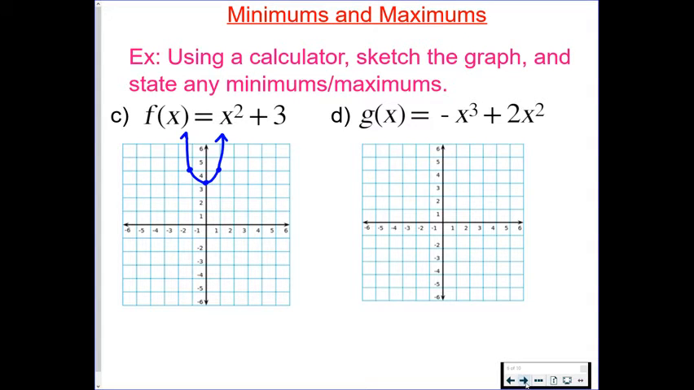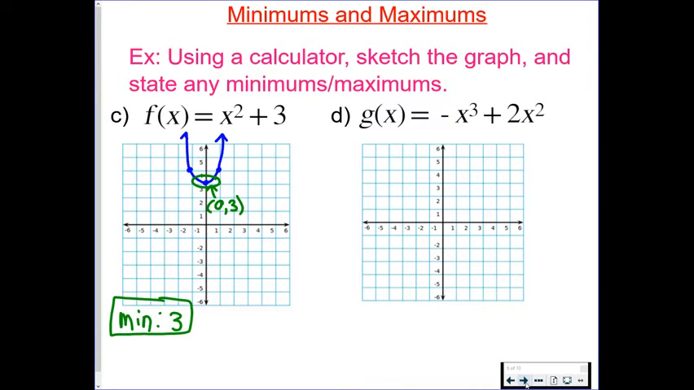Now let's look at our minimum and maximum values. Which one do I have here, a minimum or a maximum? Right, a minimum, because I have a low point. And that min has a value of 3. So that's all I need to state. It has a minimum value of 3, because that's what the y value is at that ordered pair. Okay, so that's a minimum.